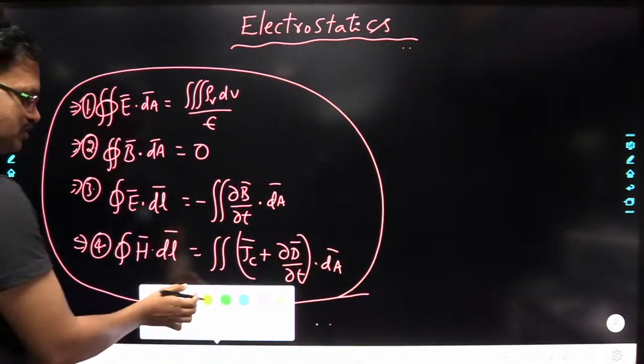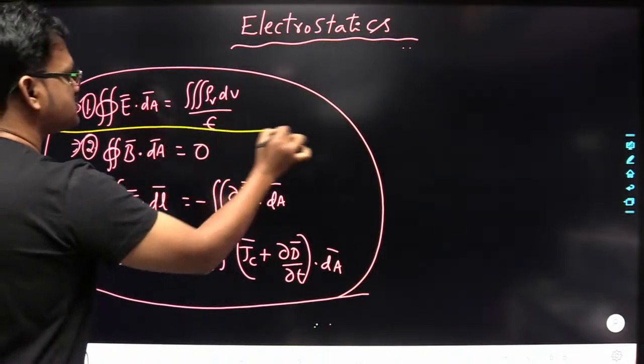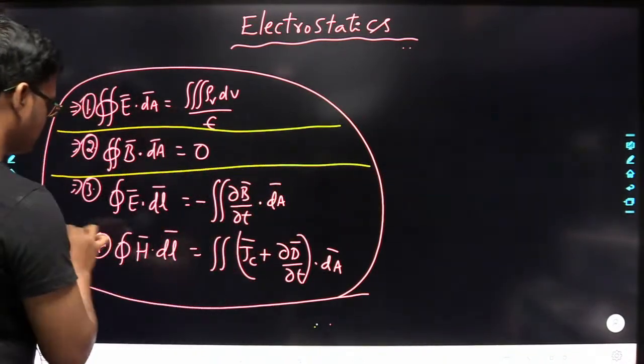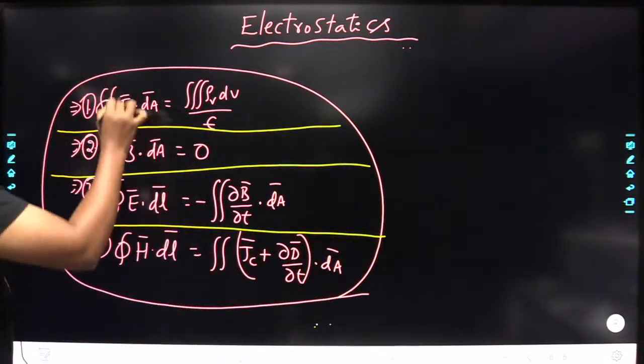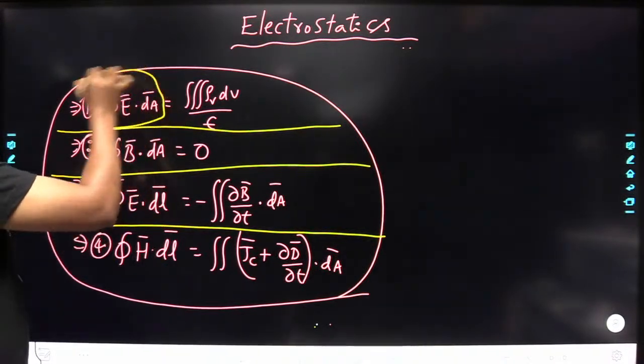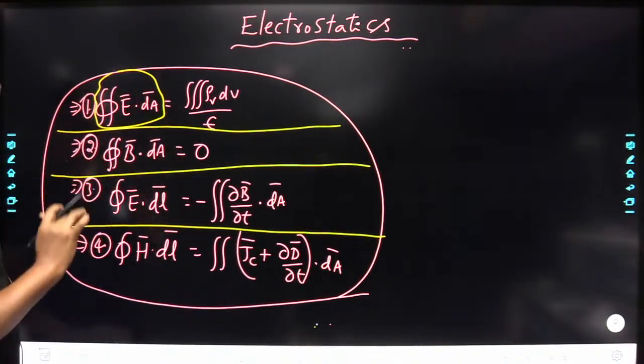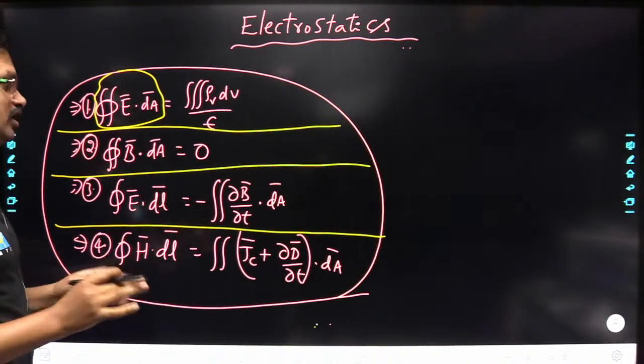See here, if you observe all these Maxwell's equations, how they are represented here, we know the flux leaving any closed surface, yes or no. The flux that is leaving any closed surface, how to represent the flux leaving any closed surface.